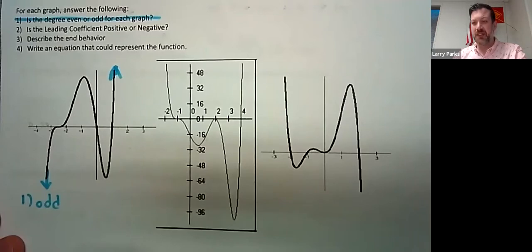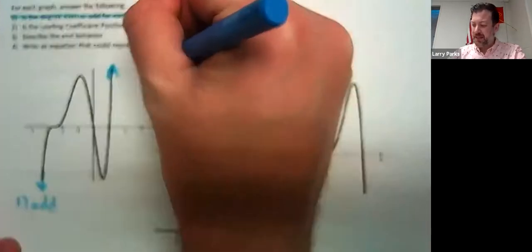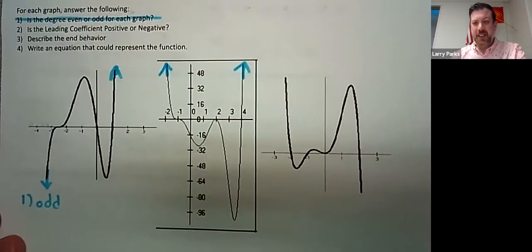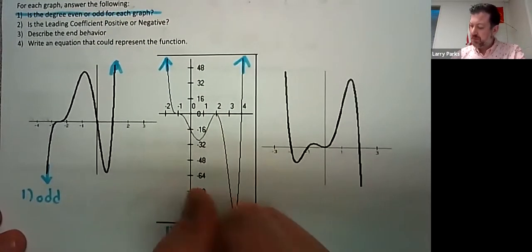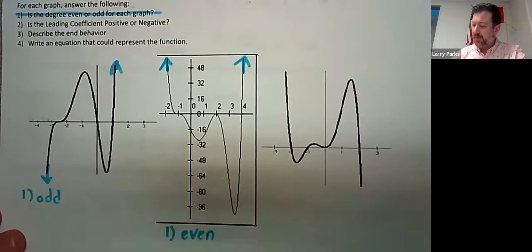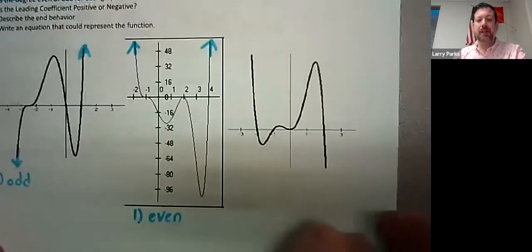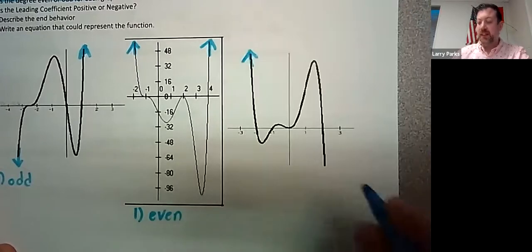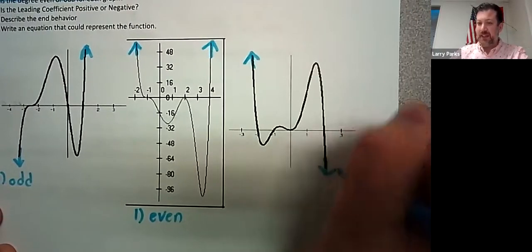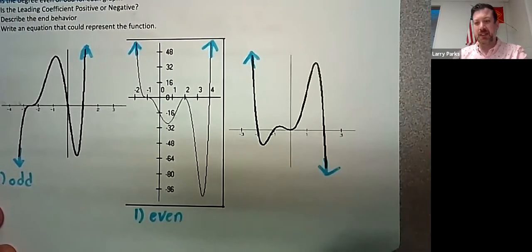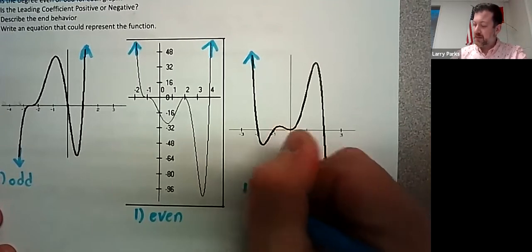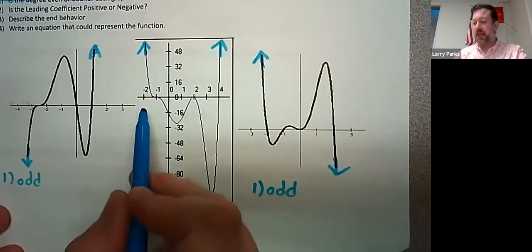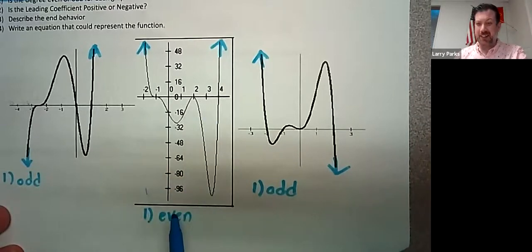For number two, see how they're both going up? Anytime they're both doing the same thing, it's even. And then the third one, we have this one that's going up to infinity, and this one that's going down to infinity. So anytime they're opposite, it's odd. So that question isn't too bad. If we had one that was going down and down, we would also say even.